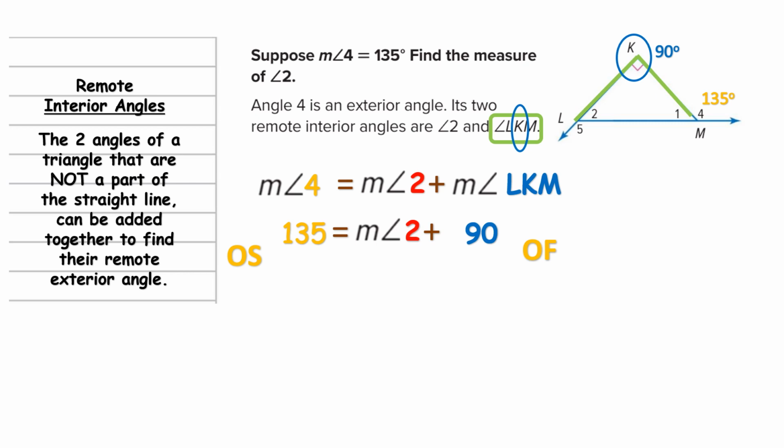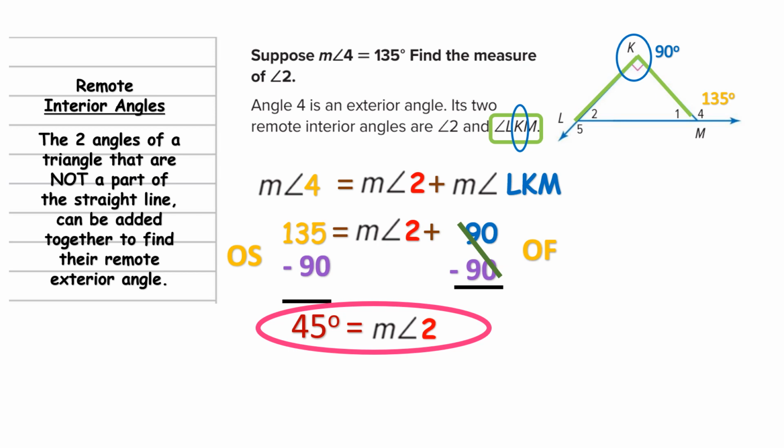I go to the side of the variable. That's why I've always taught it as find the variable and look at the math that's being done to it. So my variable is the measurement of angle 2. The math that's being done to it is I'm adding 90. So to get rid of it, I'm going to subtract 90. I cancel those out. Now I go to the opposite side of the equal sign and do the same math. So where the 135 is, I'm going to subtract 90, and I get 45 degrees. So what we have found is that the measurement of angle 2 is equal to 45 degrees.